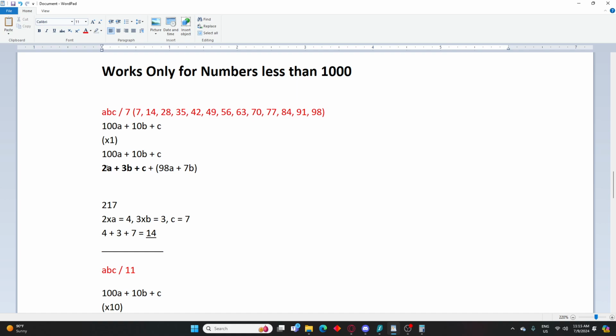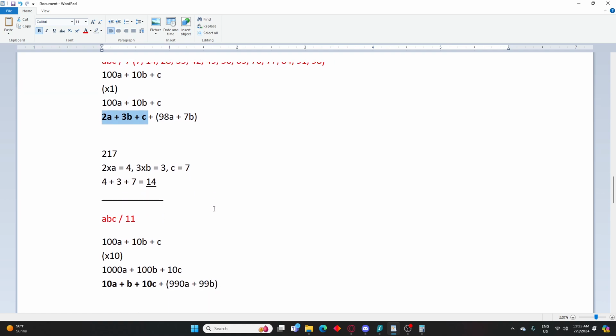So all we need to do to get to a point where we have the numbers we want is to take out 2 of the A's, because 2A plus 98A is 100, 3 of the B's, because 3B plus 7B is 10B, and 1 C. So if this right over here is divisible by 7, then the whole number is divisible by 7. I think you get the idea.